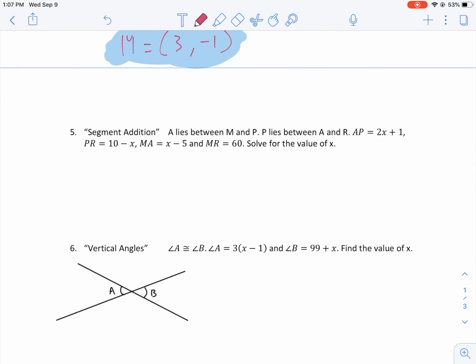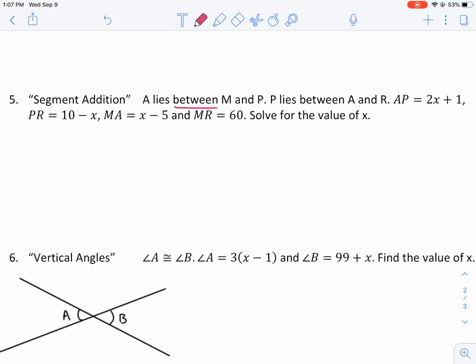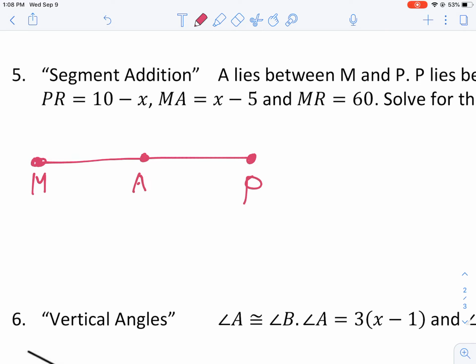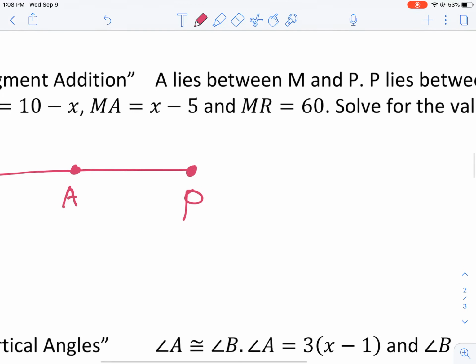Segment addition. This is very similar to the first one we did. It's pretty much the same thing because we're seeing the word between. The only thing here is that they're actually giving us multiple things. So it says A lies between M and P, so we need to start drawing. We've got M to P, and we've got A somewhere in between. Now it also says P lies between A and R. So that means there's another point out here, R, on the other side of P.